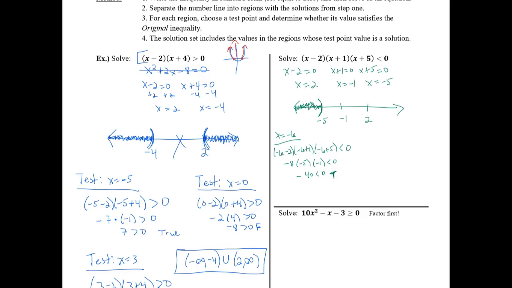All right, let's test another one. Let's do in between -5 and -1. I'm going to try -2. Trying to keep my numbers smaller so it's easier to multiply and such. So I'm plugging in -2 for x, everywhere I see an x, into my original inequality.